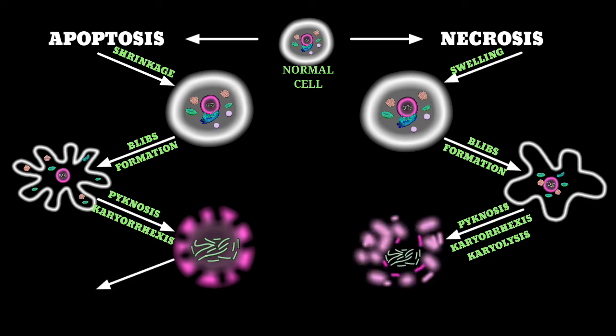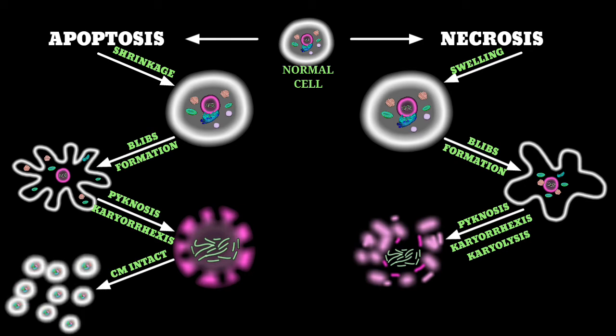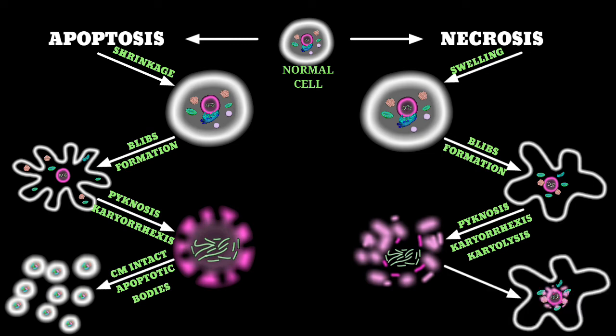So, in apoptosis, the cell membrane remains intact and gets broken into several apoptotic bodies. An important feature is that the organelles present in these apoptotic bodies are still functional. While in the cell undergoing necrosis, the cell membrane ruptures. And what do we see? The contents of the cell are released. Unlike apoptosis, here the cell organelles are not functional anymore.